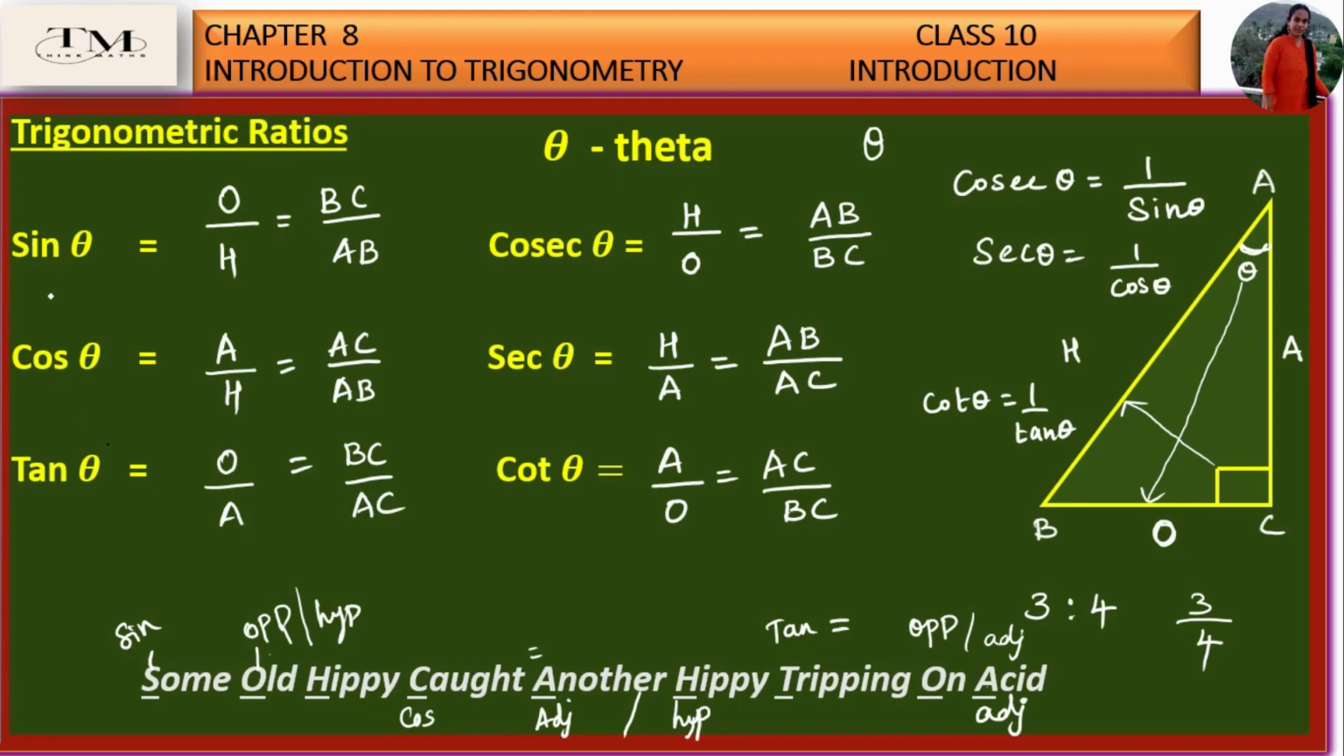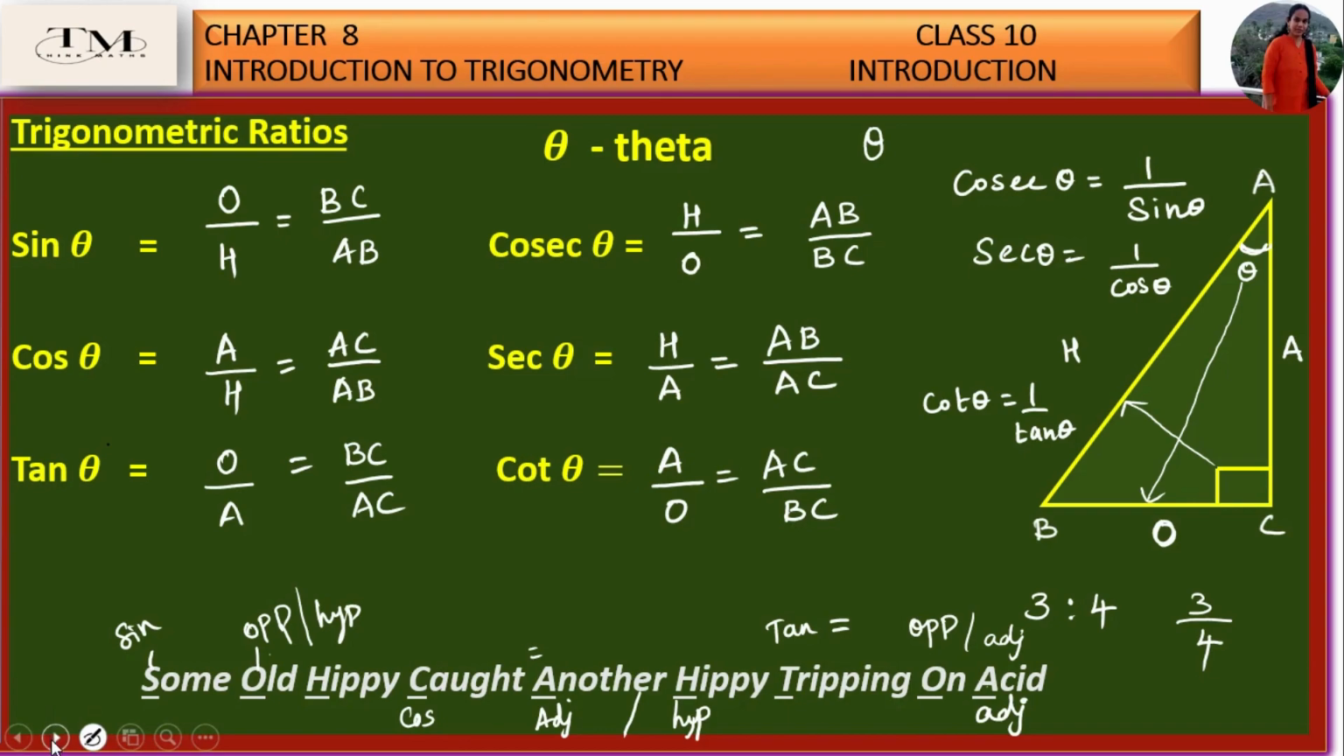So if you know the values of sine theta, cos theta and tan theta, you can find the values of cosecant theta, secant theta, cot theta because cosecant theta is nothing but 1 by sine theta. So if you inverse this, O by H will become H by O for cosecant. Secant theta is nothing but 1 by cos theta. So 1 by cos theta is nothing but H by A. So secant theta equal to H by A. Cot theta is 1 by tan theta. So if you inverse this, you will get A by O. So cot theta is equal to A by O, which is equal to AC by BC. So these are the trigonometric ratios.